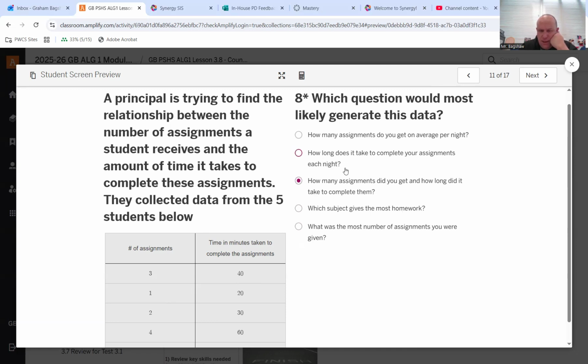This one might be a little too close to the correct answer here. How long does it take to complete your assignments each night? That might be a little too close to the real answer. Perhaps by the time you see this, that question will have changed just a little bit to make it more obvious that it's answer C. But yeah, how many assignments? How long did it take to complete them? Okay, so I think that would be the one they're looking for.